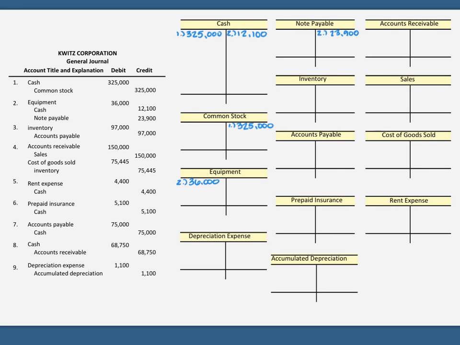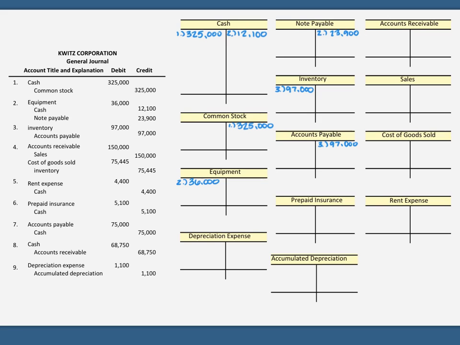Okay, our third entry, we have inventory, $97,000. Accounts payable credited, $97,000. So we have inventory here. We'll give it a $97,000 debit. Then we'll come down to accounts payable and credit it $97,000.